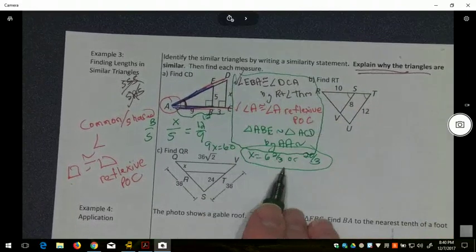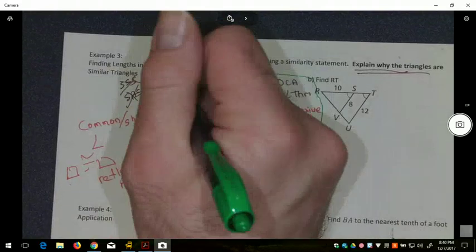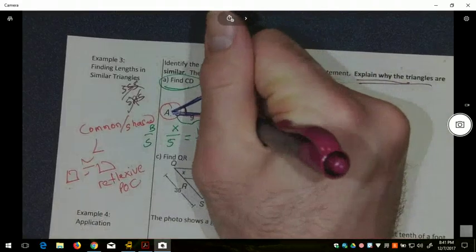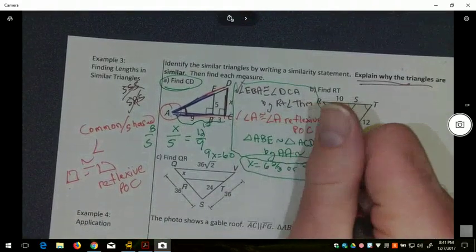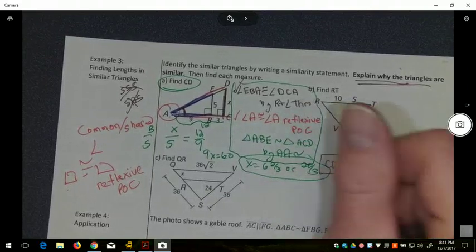So we found the value of x, and they asked, find the measure of each. In this case, the measure they wanted us to find was CD, and we lucked out because x is the length of CD. So for this one, CD is 6 2/3, whatever that unit is.